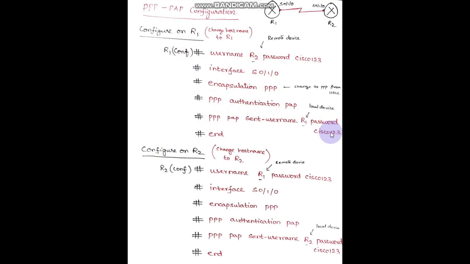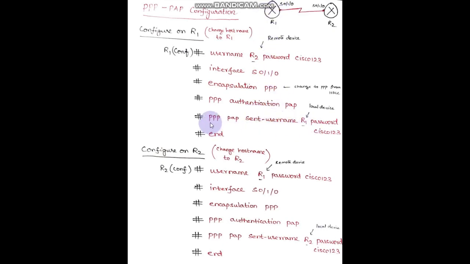This is the main difference between PAP and CHAP. In CHAP, no need to give manually like this, whereas in PAP, you need to give this local device. This is a local router, right? This router only we are configuring. So in this router, you have to give the local router information, that is username and password.